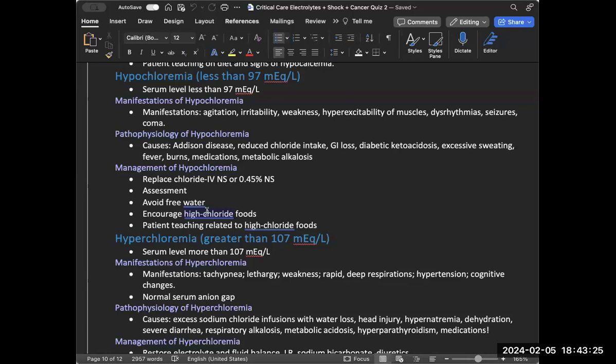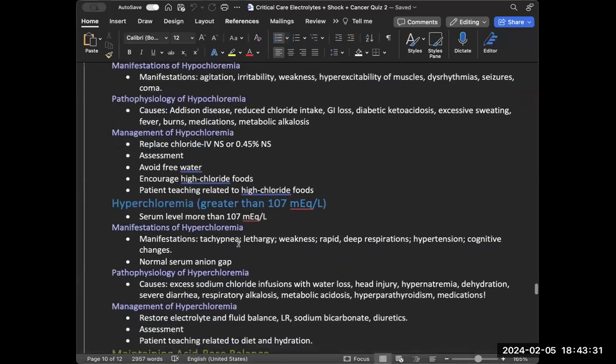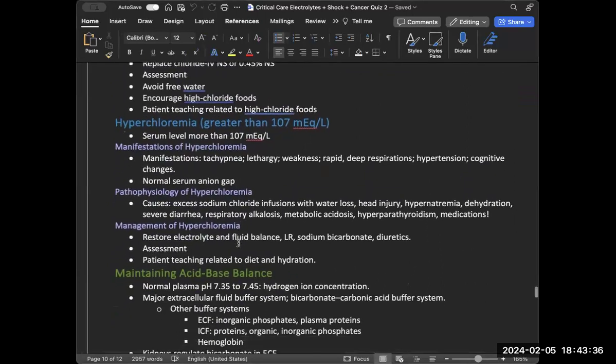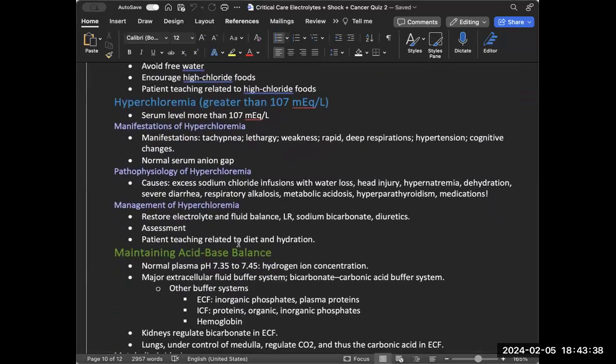We are going to encourage foods that have high chloride in them, which sounds very similar to what we would do for someone who has hyponatremia. Hyperchloremia is the same sort of thing, right? Looking at the manifestations: tachypnea, lethargy, weakness, rapid deep respirations, cognitive changes.